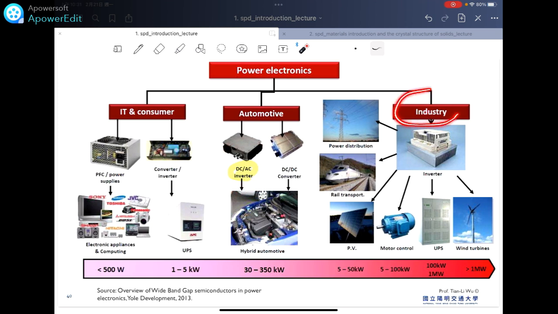And also there's a section about the industry. So industry power is all about the big power. For example, in the case of wind turbines, in rail transport, in power distribution here, these all need power electronics here. And that's actually in line with more and more technologies that don't really need to consider the scaling.